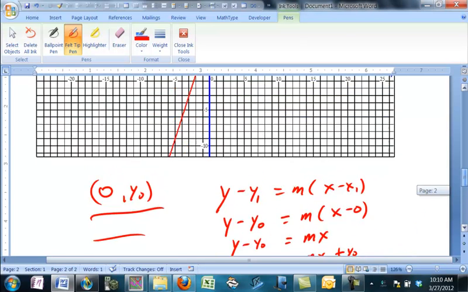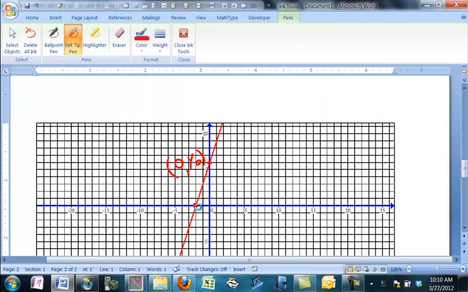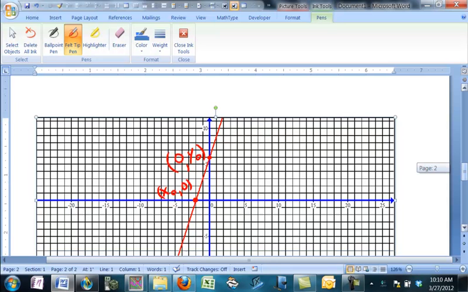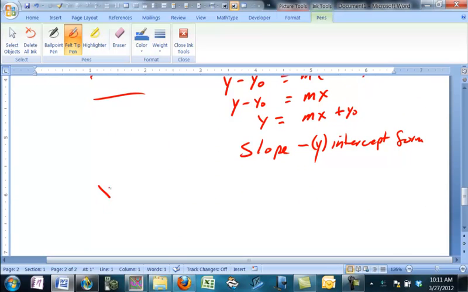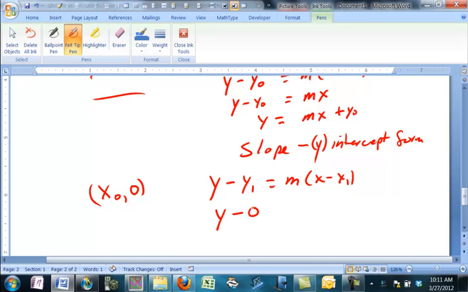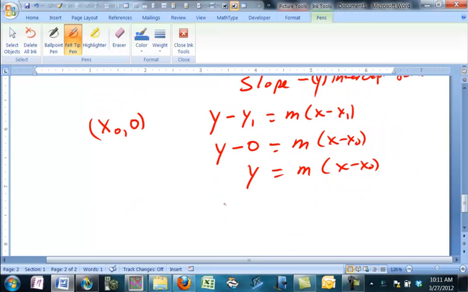Now, let me show you another form, though. What if we look at this point here where it crosses the x-axis? Let's call that x sub 0, comma 0. Of course, y is 0 if it's on the x-axis. X is 0 if it's on the y-axis. So if that's your point, x sub 0, 0, then we would take y minus y1 equals m times x minus x1. This becomes y minus 0 equals m times x minus x sub 0. So y equals m times x minus x sub 0. So this is a slope x-intercept form.